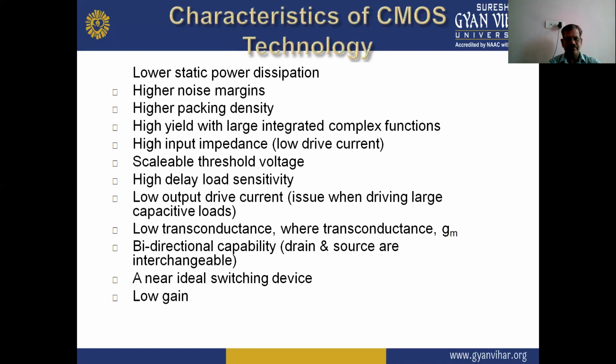transconductance is gm, and bidirectional capability, where drain and source are interchangeable. These are characteristics of CMOS technology, and it is also a near ideal switching device and has low gain. So there are some of these characteristics of CMOS technology.